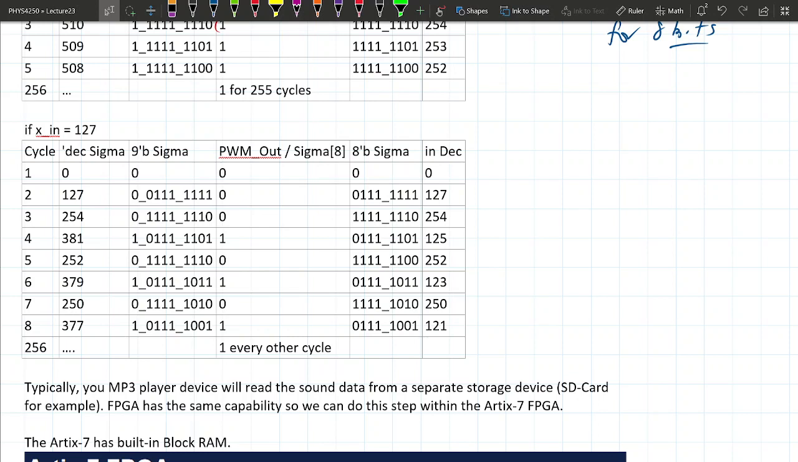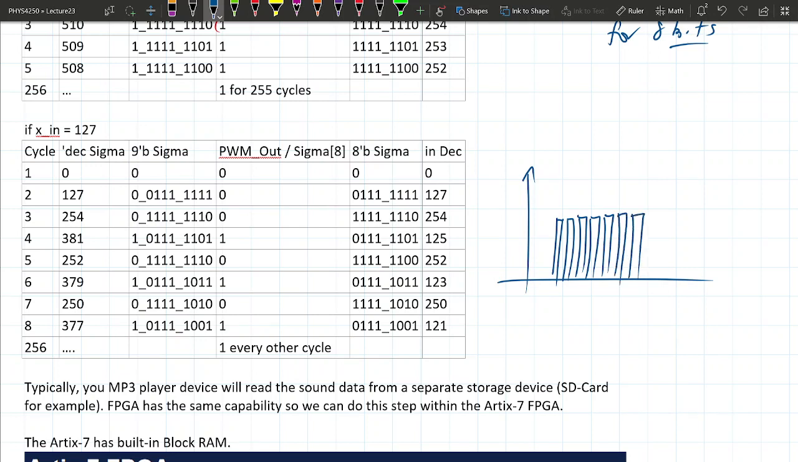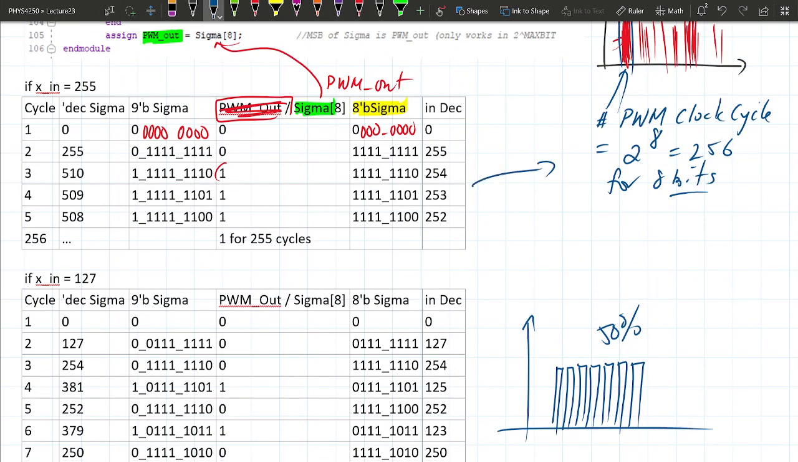125 plus 127 is 252, so now it pulls low. So you get high, low, high, low, high, low. You're going to have high, low every other cycle. That means when the input is only 127, what's the duty cycle? It's 50%, so you're sending out 50% power to your speaker, where up here, you're sending 255 out of 256, whatever that fraction is, power out to your speaker.